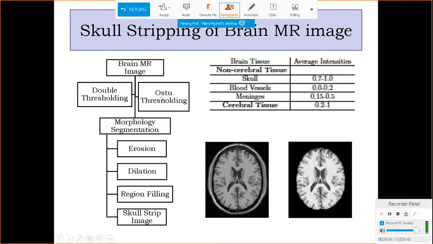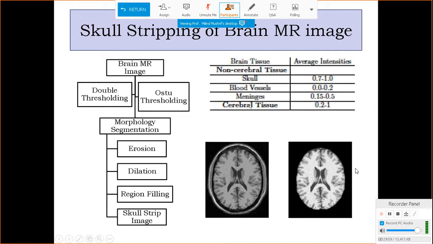Now in this brain tissue, basically there are two types of tissues, non-cerebral tissues and cerebral tissues. In non-cerebral tissues, skull portion, blood vessels and meninges, their average intensity levels are given. So based on this, a double thresholding algorithm is first employed to segregate the skull, blood vessels and meninges, and then we use the popular Otsu's thresholding algorithm to segregate the non-cerebral and cerebral tissues. So basically skull, blood vessels and meninges are removed, and the resulting image contains only the cerebral tissues.